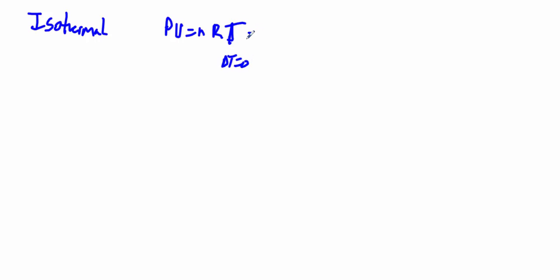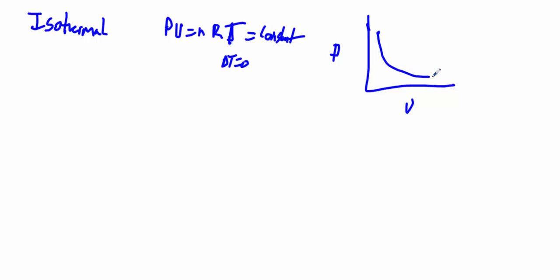Now let's take a look at how that applies to all the other cases that we've talked about. Okay? So if we come back up to isothermal, okay, remember pressure times volume equals number of particles times R times T. And if our change in temperature is 0, delta T equals 0, that means this is actually equal to a constant. Okay? Which means our pressure volume graph looks like this. We have pressure over here, we have volume over here, and the pressure times volume is constant. So we have this nice inverse relationship.